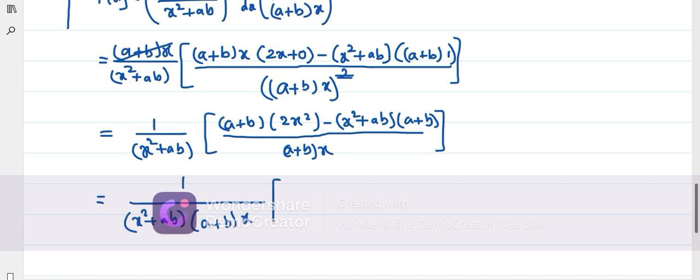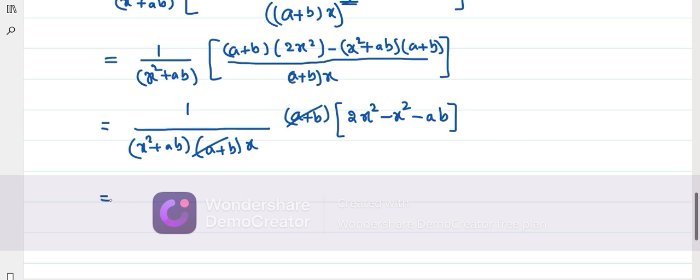Now what happens to the numerator? I can take a plus b outside, right? I can take a plus b common. What is the remaining thing here? So 2x square minus x square. So I can cancel this a plus b also. So what happens here? We have 2x square minus x square is x square, minus ab, divided by x square plus ab into x.